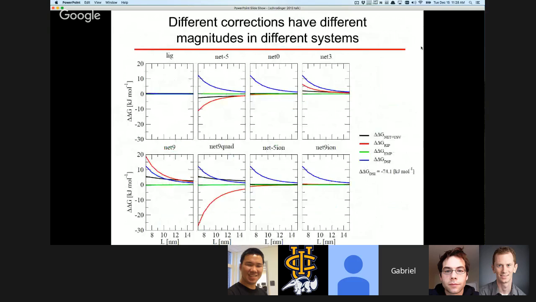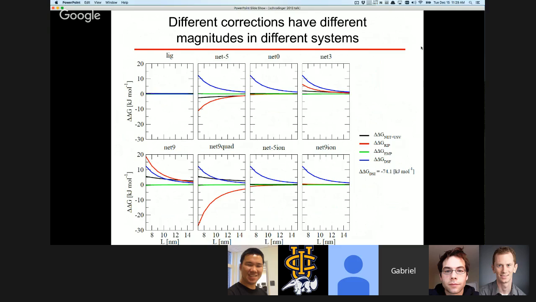Yeah, okay. So this shows the 8 different systems and the magnitudes of each of these different correction terms. We combined the net charge and undersolvation terms as the black line, because a while ago I said that they basically cancel each other out. Because in a high dielectric solvent, those terms basically cancel each other out. So the black line is not very large.